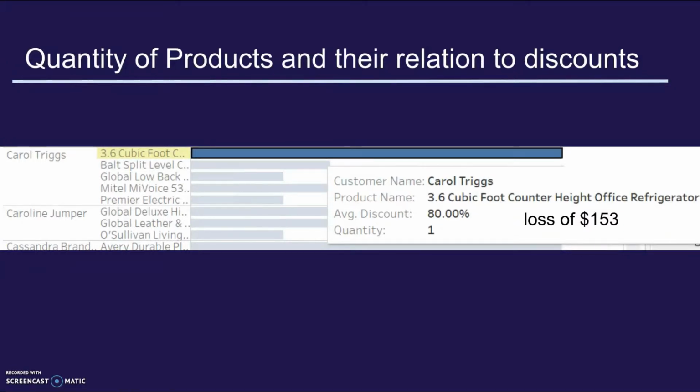This is only one example of various situations where Superstore is offering high discounts for only a low amount of products purchased. We would recommend Superstore offer high discounts to those customers buying a variety or a high amount of products instead of offering discounts to customers who only purchase one item and receive a huge discount, like in this example.